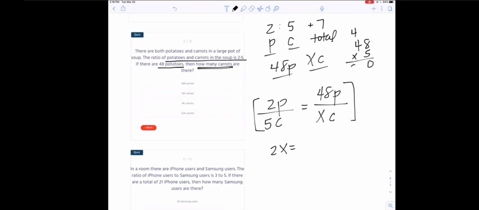8 times 5 is 40, carry the 4. 4 times 5 is 20, plus 4 is 24. 240. Now I divide by 2 to be able to isolate the x.